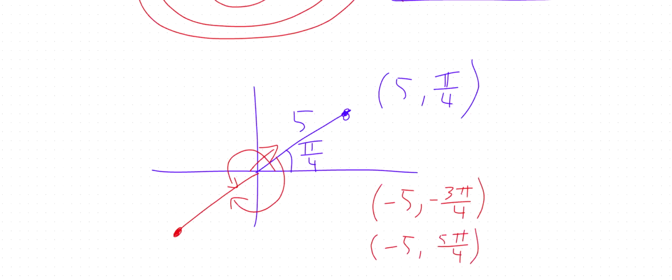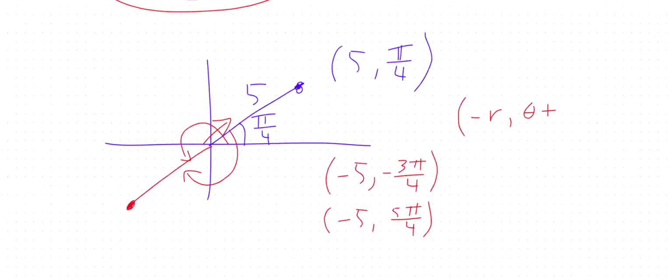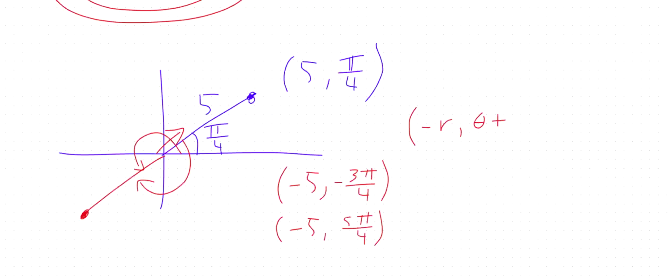Regardless, if you want to use a negative r, subtract an odd number of pi's. So 2n gives me an even number, so we'll do 2n plus 1 pi, where n is an integer. So a couple different ways we can think of it. And do some of these conversions.